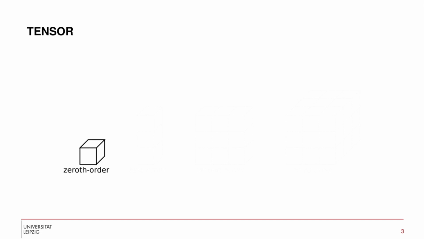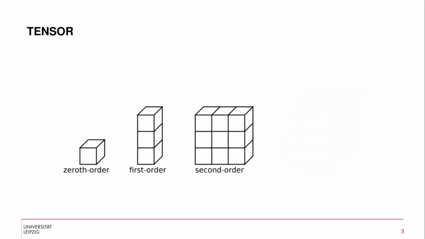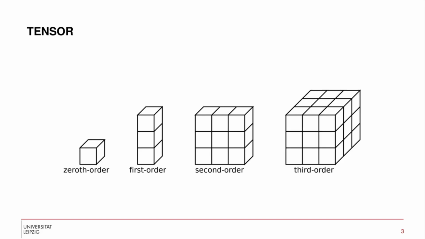A zeroth-order tensor can be represented as a scalar, a first-order tensor as a vector, a second-order tensor as a matrix, and the higher the order of the tensor becomes, the more complex becomes the structure that represents the tensor.